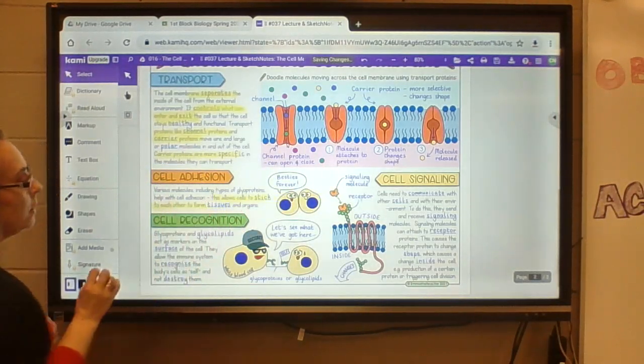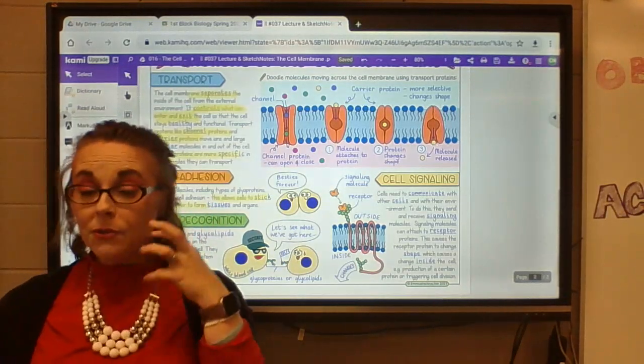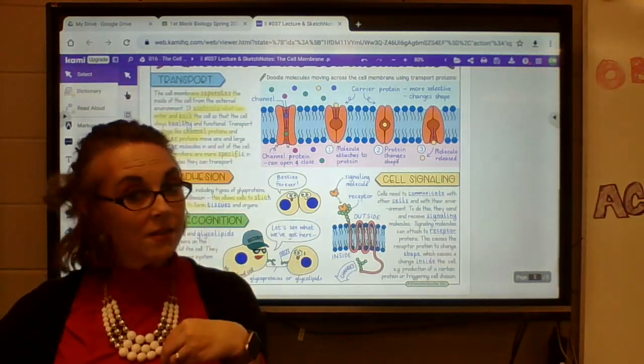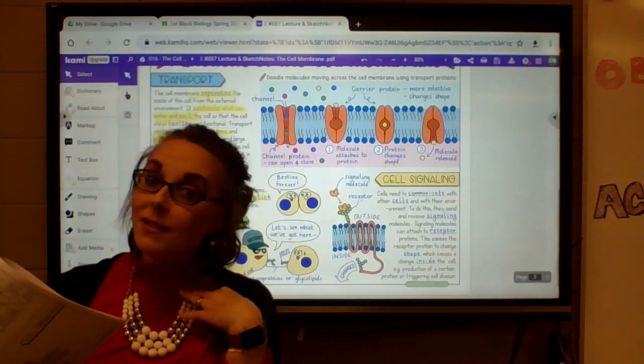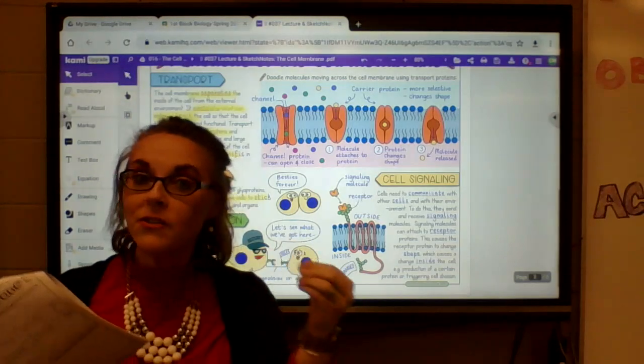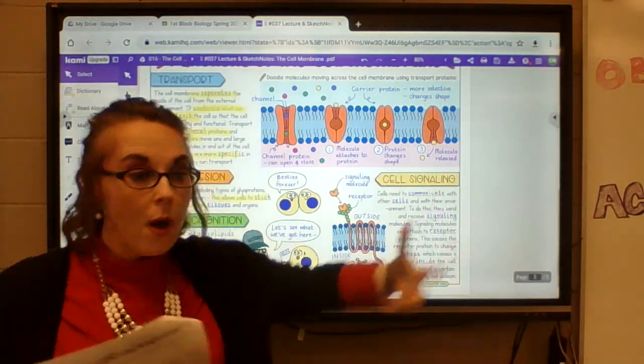Right below there, okay, right here, cell recognition. Cells are able to send signals and receive signals, which means they have to recognize one another. My lung cells have to recognize other lung cells, and they have to be able to recognize other cells within my body as well.